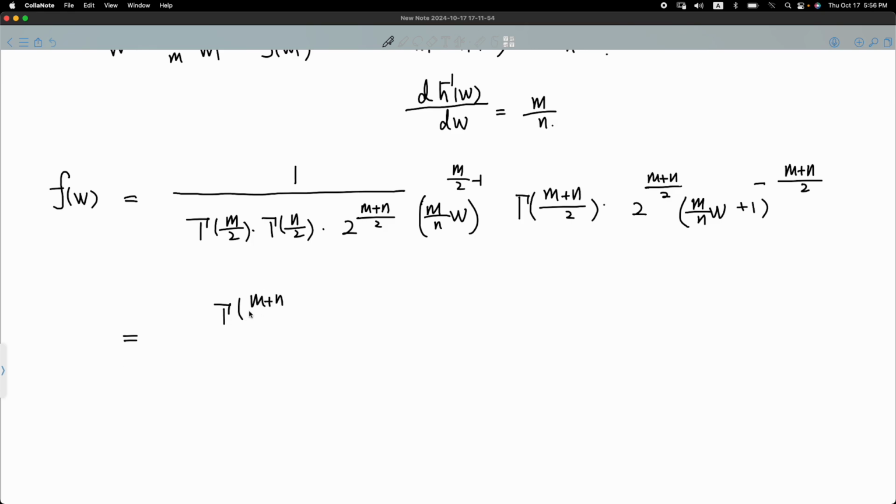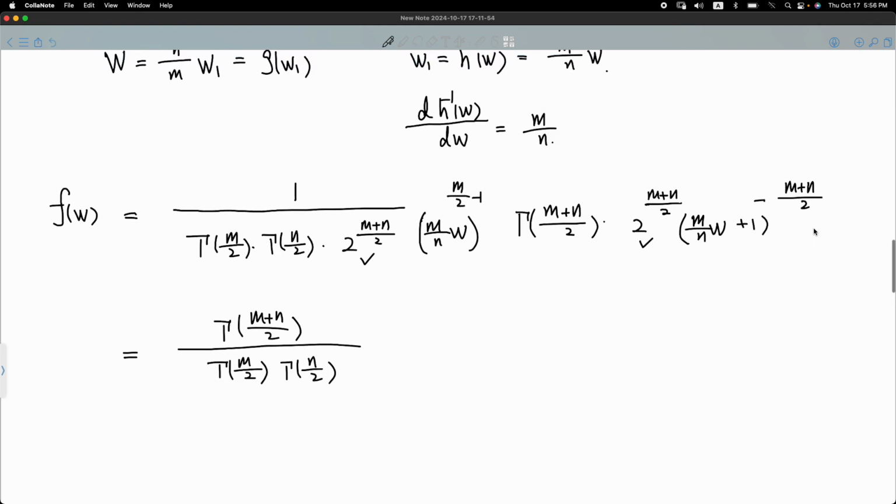So m plus n over 2. And this step just depends on how you like to group things, it's really up to you. Here I'm just grouping all the gamma functions together, n over 2. And then this 2 cancels out: you have this one in the denominator and this one in the numerator, so it cancels out. So again, let me ask, am I missing something here? This time I made a mistake here. So what mistake did I make here?